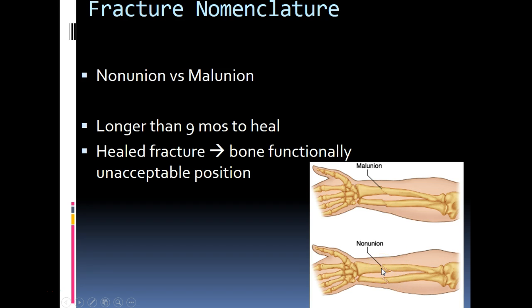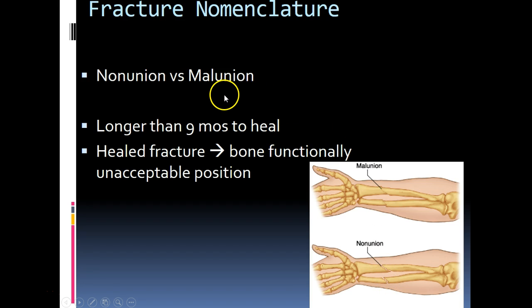We define a non-union fracture as a fracture that fails to heal within 9 months of the expected required time. So an example of that would be a fracture that is supposed to heal in 2 months, and in 11 months it still hasn't healed itself. That is a non-union fracture. There are definitely implications if you have a fracture that does not heal properly. When you apply stresses to that particular bone, the possibility of a compound fracture is obviously increased.